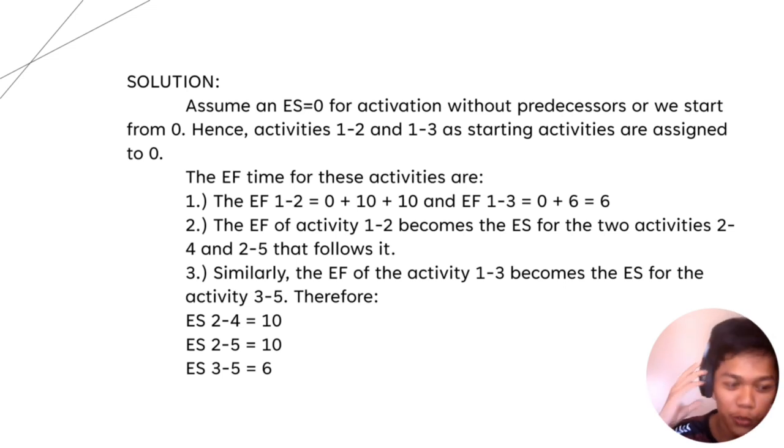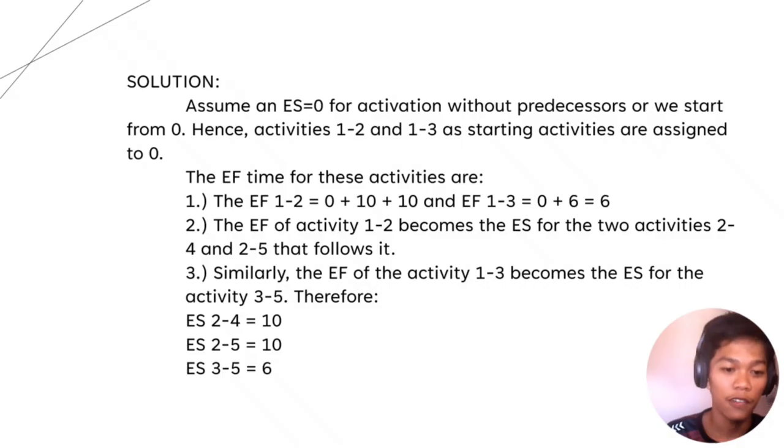So for the solution of the second slide, assume ES equals 0 for activities without a predecessor, so we start from 0. Hence, activities 1 to 2 and 1 to 3, as starting activities, are assigned 0. So the EF times for these activities are: EF of 1 to 2 equals 0 plus 10, which is 10, and EF of 1 to 3 equals 0 plus 6, which is 6.